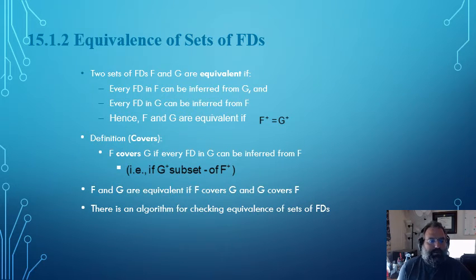Two sets of FDs, F and G, are equivalent if every FD in F can be inferred from G, and every FD in G can be inferred from F. Hence, F and G are equivalent if F plus equals G plus. Definition: F covers G if every functional dependency in G can be inferred from F. If F and G are equivalent, F covers G, and G covers F, and so on.